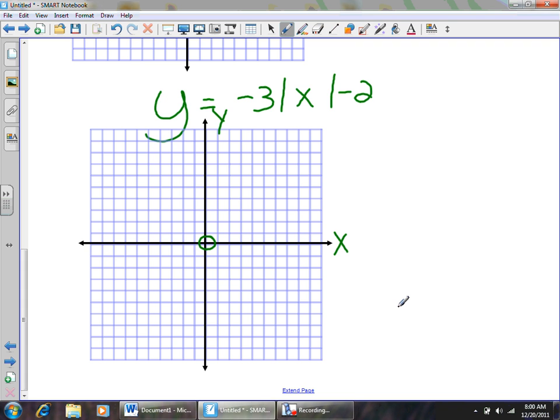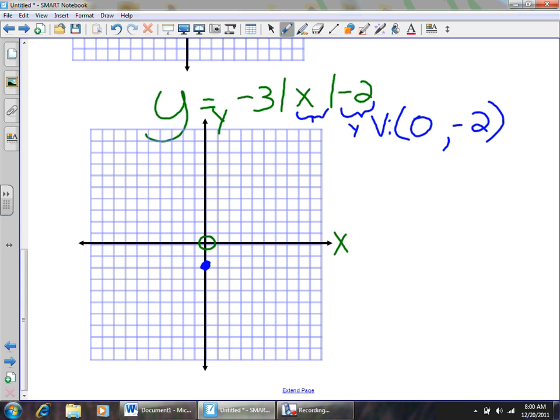So here I go. First, I'm going to find my vertex. I look in here for my x-coordinate. I don't see anything in there. Oh, that means the x-coordinate must be 0. I look out here for my y-coordinate, and I do not change the sign. And there's my vertex. So my vertex occurs at 0, negative 2. 1, 2. There we go.